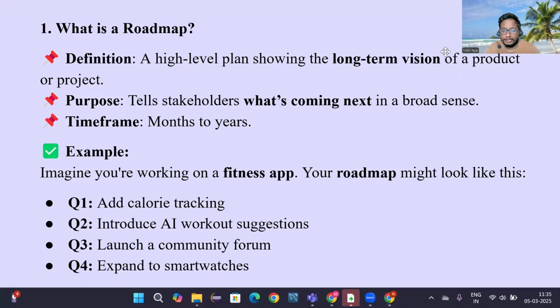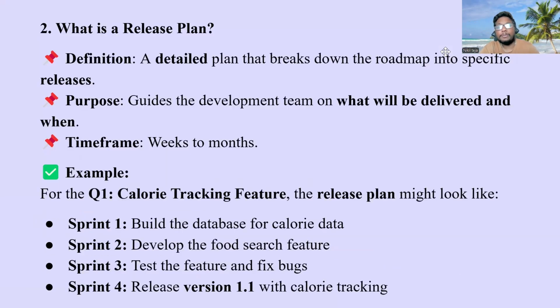And let's go for the release plan. The release plan is tactical, which means short term. Tactical is nothing but short term; strategic is nothing but long term. Let's see the definition: a detailed plan that breaks down the roadmap into specific releases. So in quarter one, you planned to add a calorie tracking feature. What the release plan does is break down the roadmap and give the continuous releases.